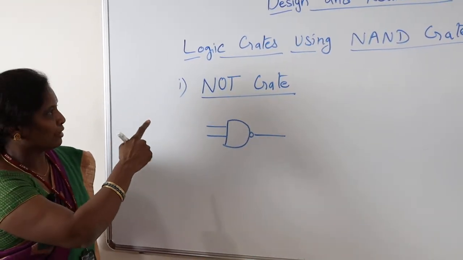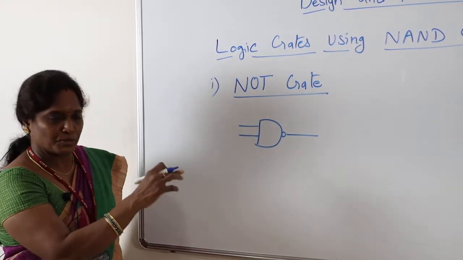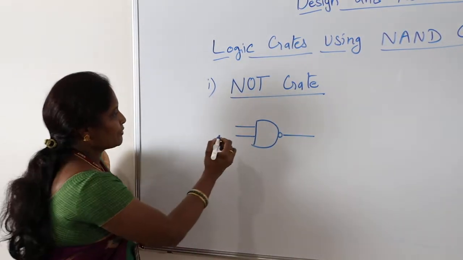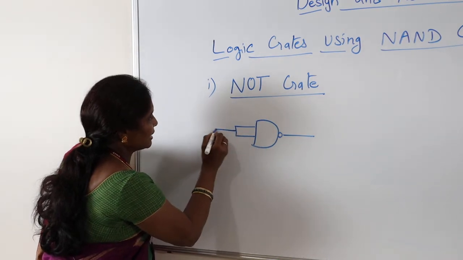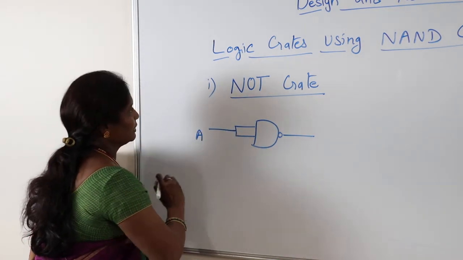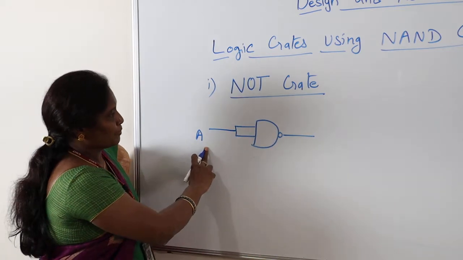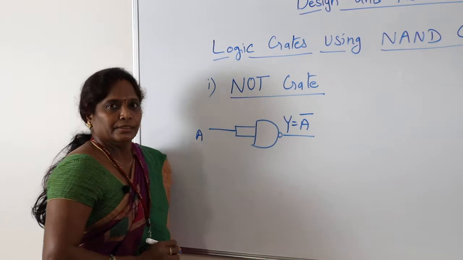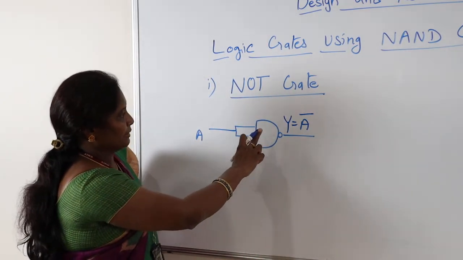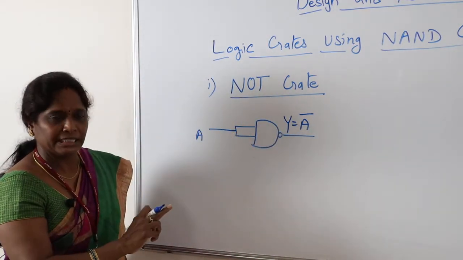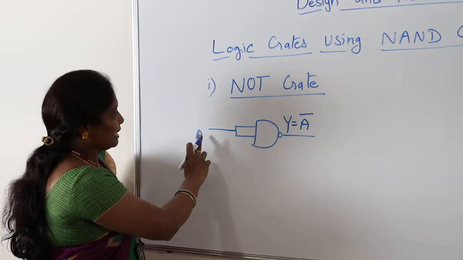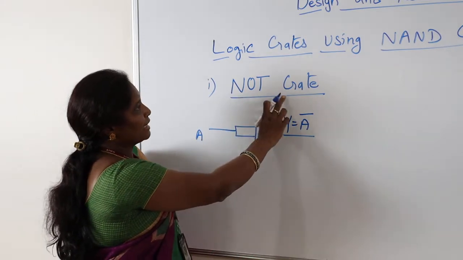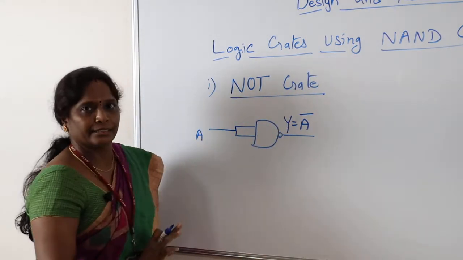But here, for realizing the NOT gate, that means an inverter, whenever we are using a NAND gate as an inverter, we have to use only one input. So here these two inputs are tied together, and this is the input. A is the input and Y equals A bar. So the output of the NAND gate is A bar. Whenever we use a NAND gate with one input, it acts as an inverter. And the first thing, the NOT gate, we have realized using NAND gate.